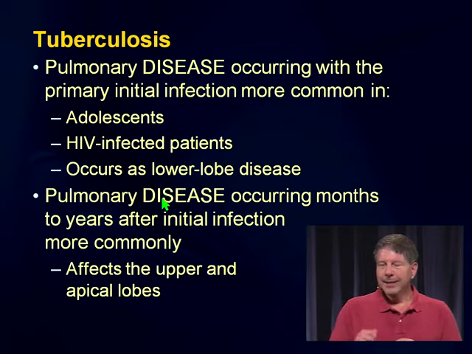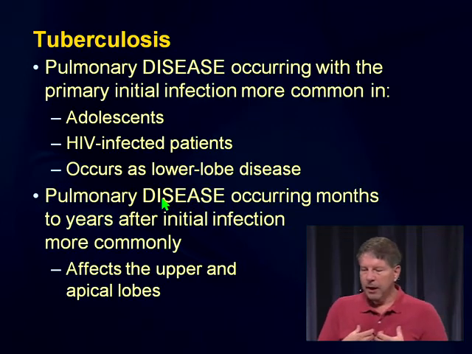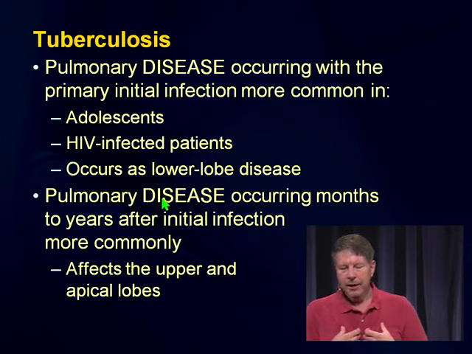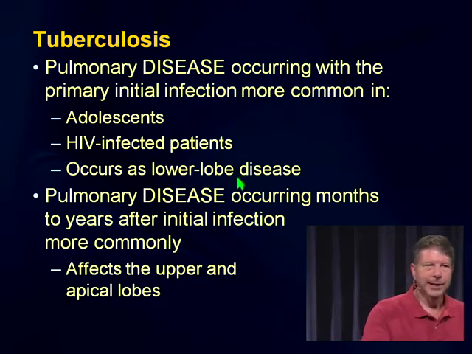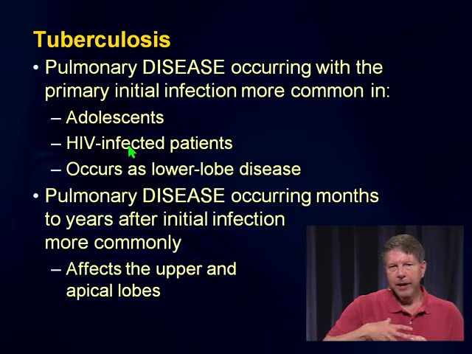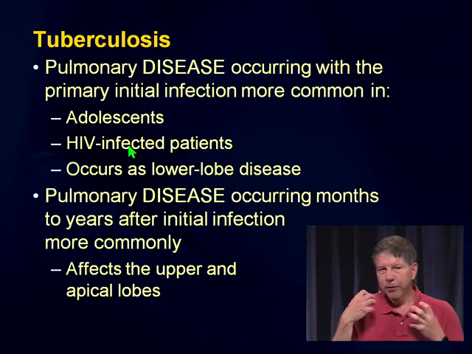Now, pulmonary disease, where you actually have disease in your lungs occurring with the primary initial infection, is going to be seen more commonly in adolescents and in HIV-infected patients. Particularly an HIV-infected adolescent, I'd be worried about, and this is going to cause a lower lobe disease. These are important things to know because this is how you differentiate this. So primary disease, you get your first infection with TB, it goes into your lungs. If you're going to have the full-blown disease with tuberculosis, it's going to affect your lower lobes.